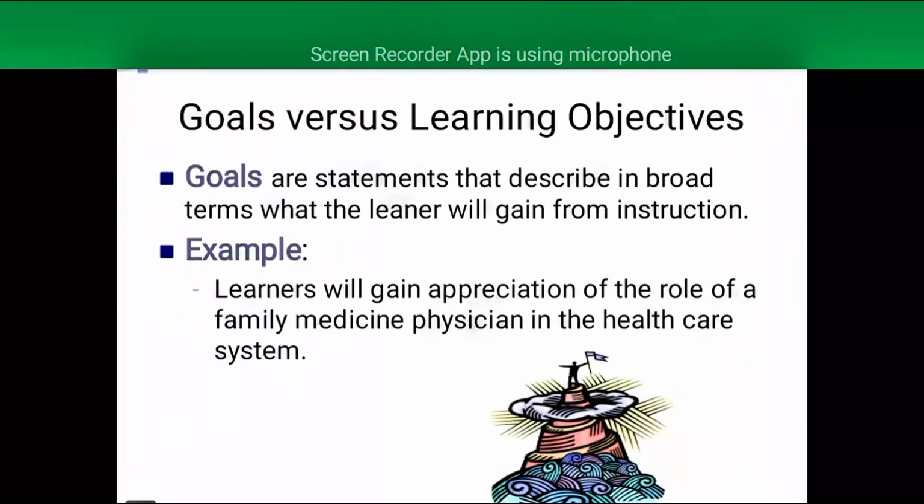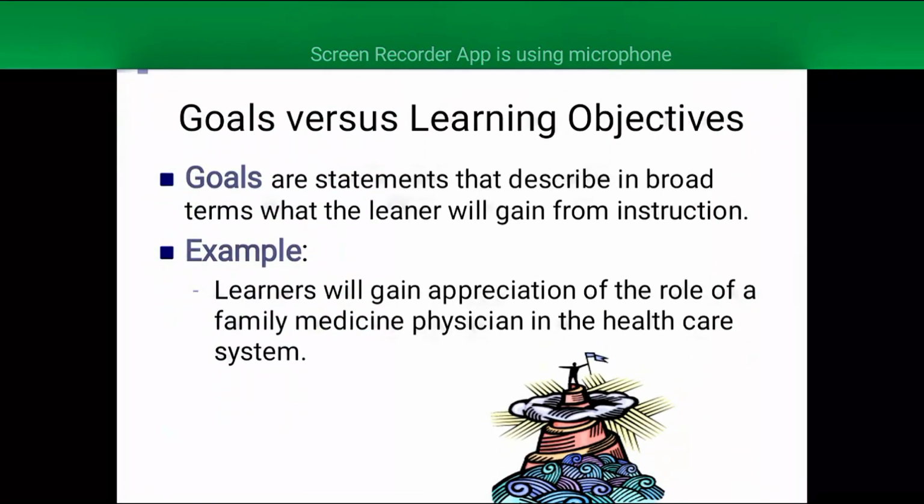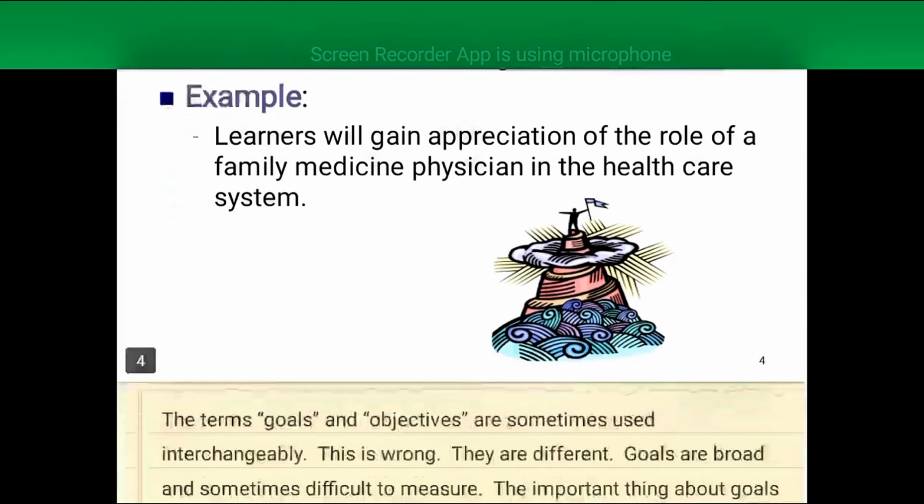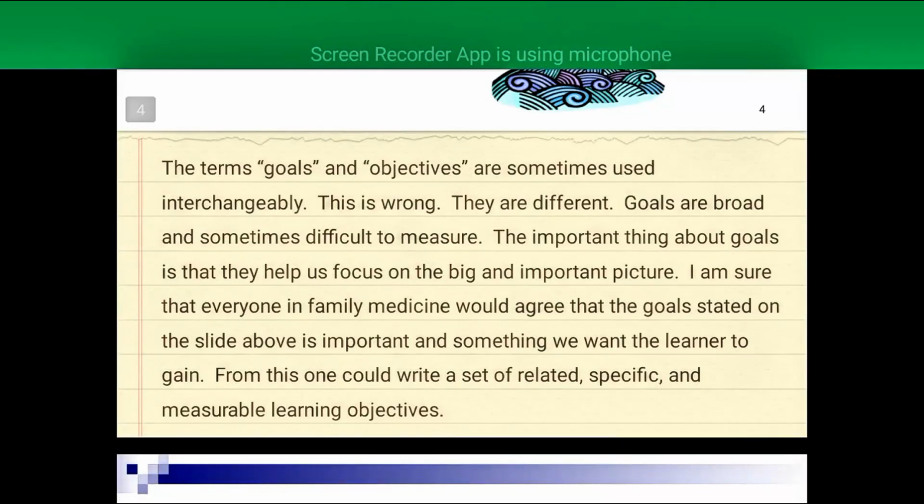Goals versus learning objectives. Goals are statements that describe in broad terms what the learner will gain from instruction. For example, the learner will gain appreciation of the role of a family medicine physician in the healthcare system. The terms goal and objective are sometimes used interchangeably. This is wrong. They are different. Goals are broad and sometimes difficult to measure.